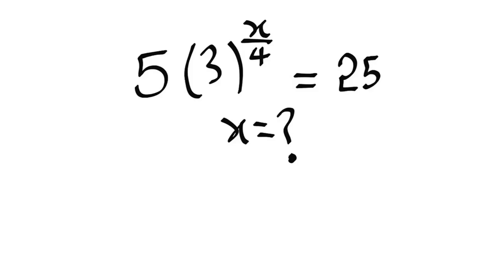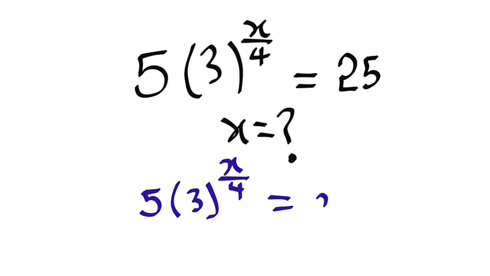Let's see how we can solve this beautiful problem here. 5 times parenthesis 3 to the power of x over 4 equals 25. So what's the solution for x? Now let's see how we're going to do this. I'm going to have 5 times 3 to the power of x over 4 equals 25.